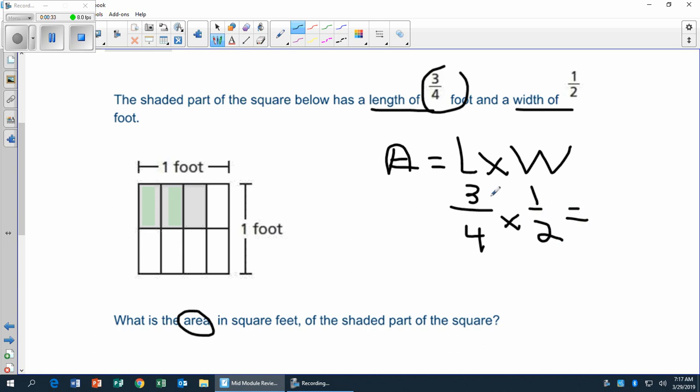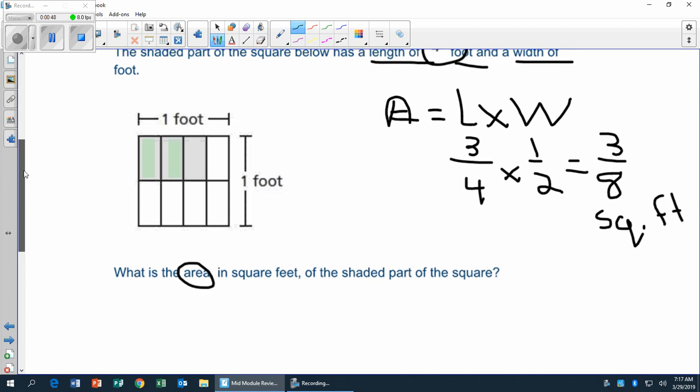And I just multiply straight across. 3 times 1 is 3. 4 times 2 is 8. We're working in feet, and because it's area, it's square, so we call it square feet. 3/8 square feet. And a way to double check, we have 1, 2, 3 shaded out of a total of 8.